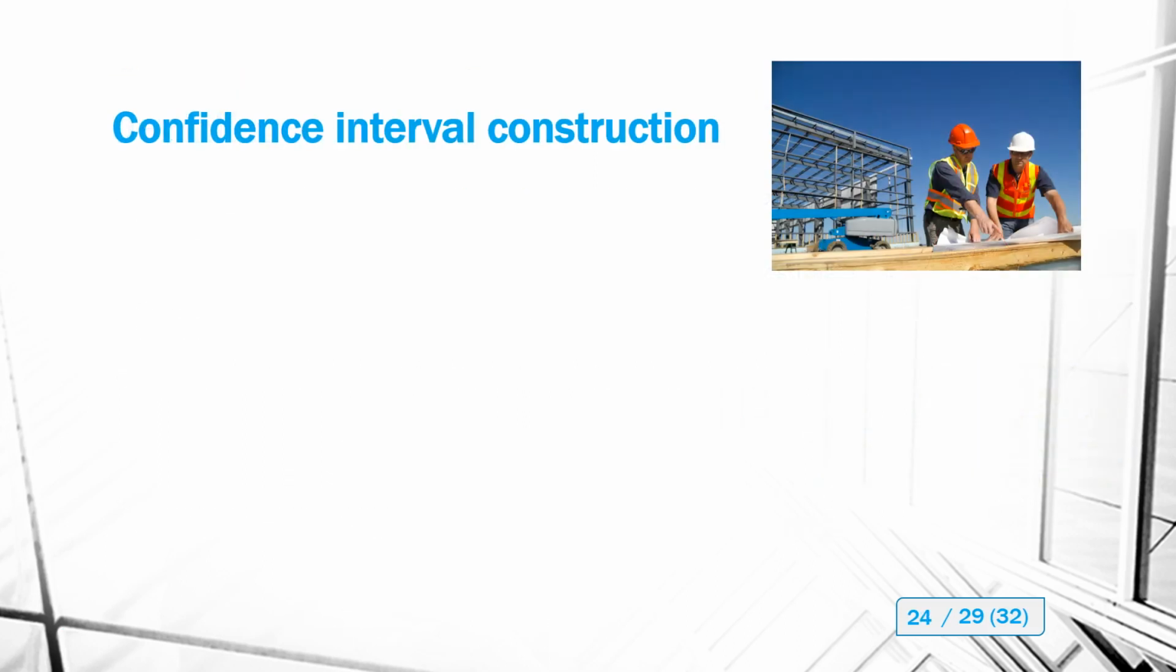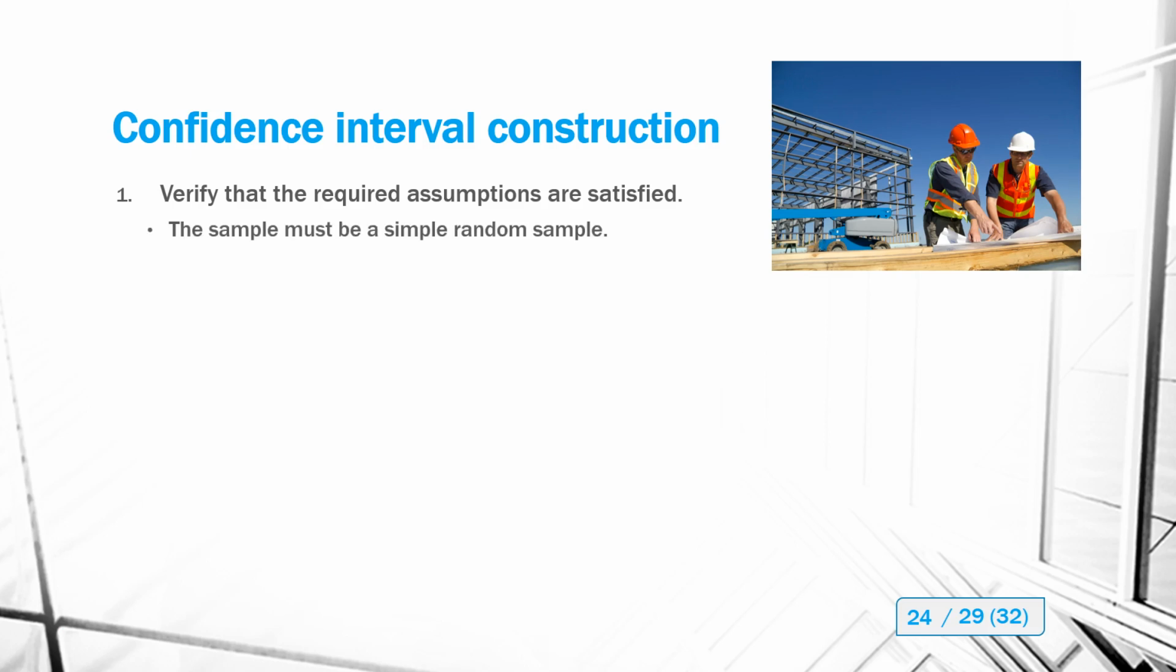Constructing the confidence interval for variances and standard deviation follows a similar pattern that we've seen before. First, verify that our assumptions are satisfied. The sample must be a simple random sample. The population must be normally distributed, no matter how large the sample is. Whereas with the t-distribution, we could say, well, if it's not normally distributed, the central limit theorem says that if the sample size is greater than 30, we're still good. Here we don't have that option.